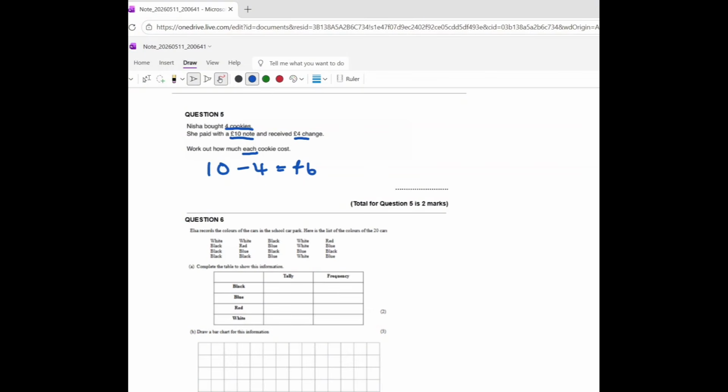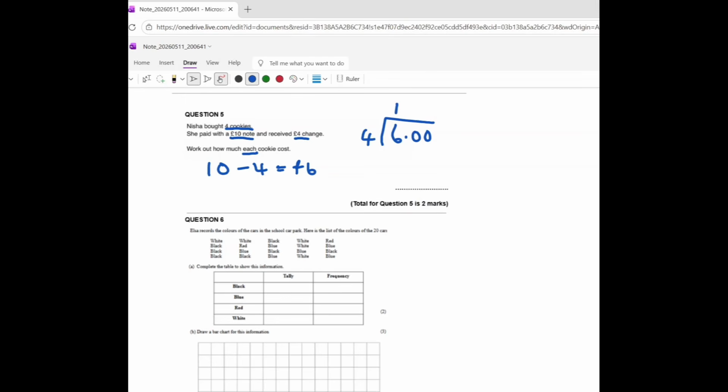She bought 4 cookies, so I'm going to need to do £6 shared into 4 to work out how much each costs. You might be able to work that out in your head, or you could half 6 and half it again. It's the same as dividing by 4.